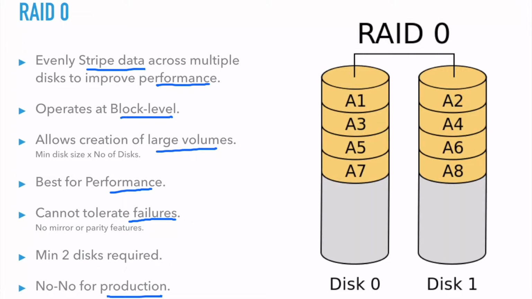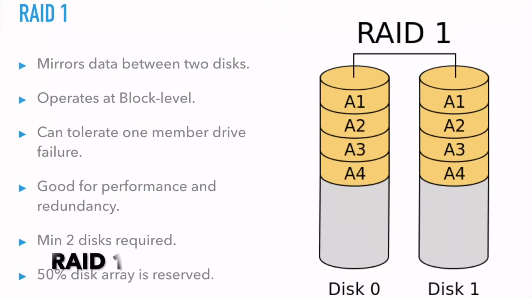So if you look at the picture in RAID 0, when the data is written to the hard disk, it will alternate between the available disks. So block A1 would go to disk 1, block A2 would go to disk 2, A3 would go back to disk 1, A4 to disk 2. So it's sort of a round robin. It alternates between the two disks for writing. This gives it optimal performance because the load is now shared between multiple disks. So it's very good for performance, and it is very good to achieve large volumes.